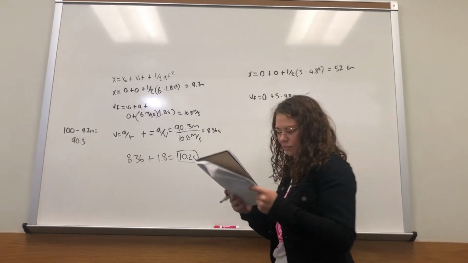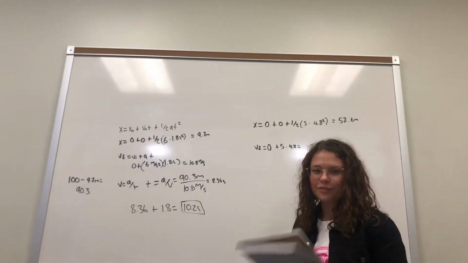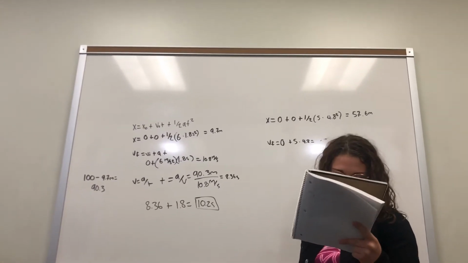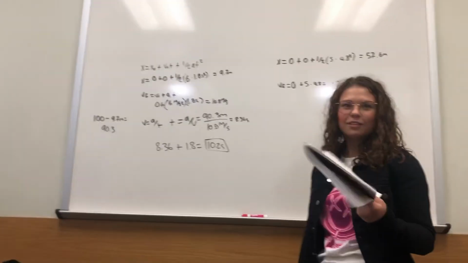I literally just wrote meters per second. I didn't write the answer. It was 5 times 4.8. Is it 24? Yeah. That's fine.